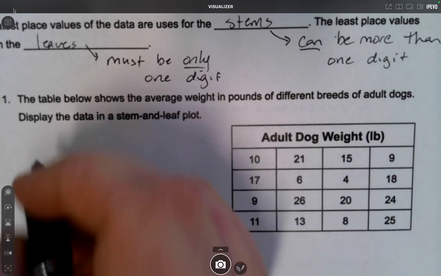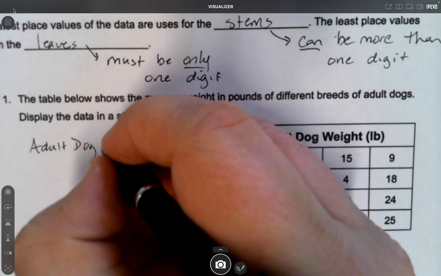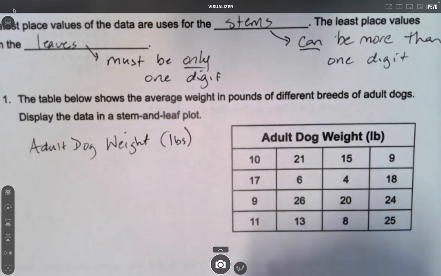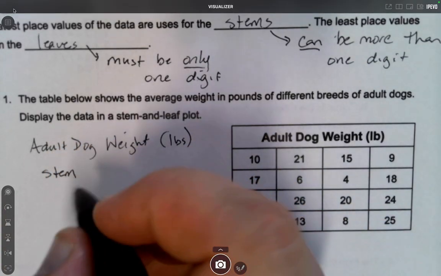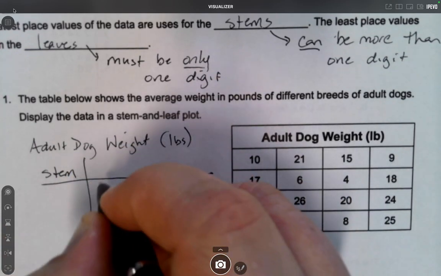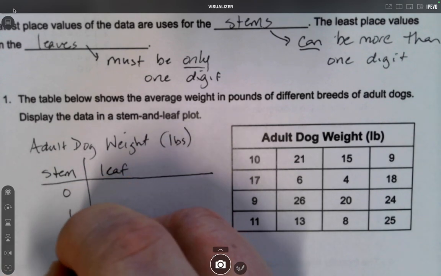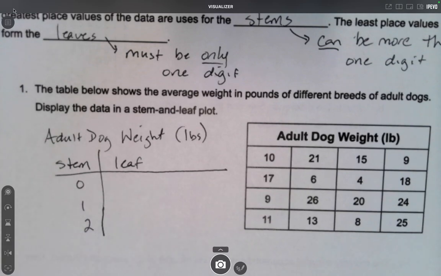We do need to give this a title. We use the same title they have here: Adult dog weight. And then our stem, we don't have to label these. We really just can say stem and leaf. Our stem will use 0, 1, and 2, because the 0 has to be placed there for the single digit numbers, because they have nothing in the tens place. This will be the numbers 10 through 19. This will cover the numbers 20 through 29.